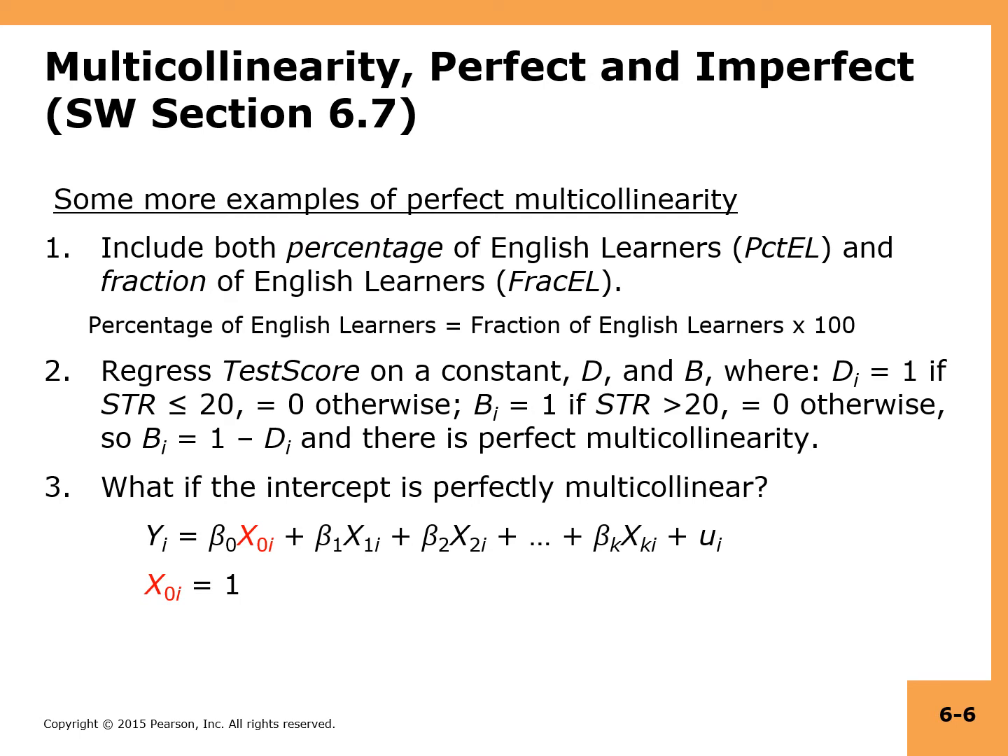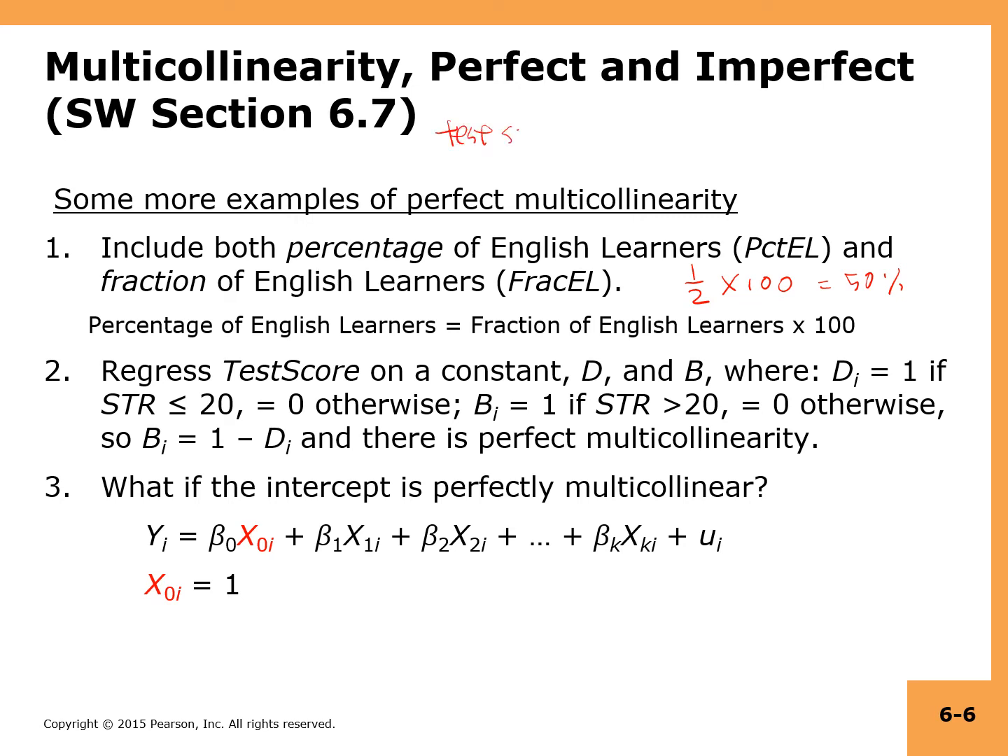Let me give you some examples of perfect multicollinearity. Say we want to include both the percentage of English learners and the fraction of English learners. The percentage of English learners is just the fraction of English learners times 100. So a fraction of 1/2 times 100 would be 50% English learners. In this case, the percentage of English learners is a linear function of the fraction of English learners. And that's why we have perfect multicollinearity.